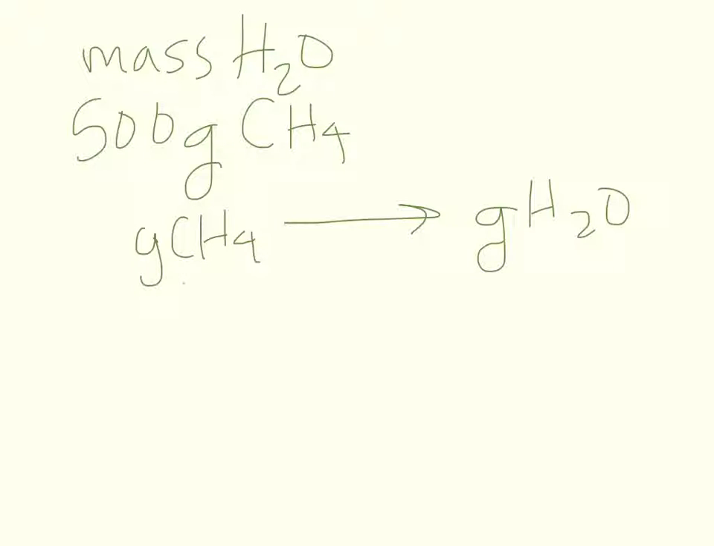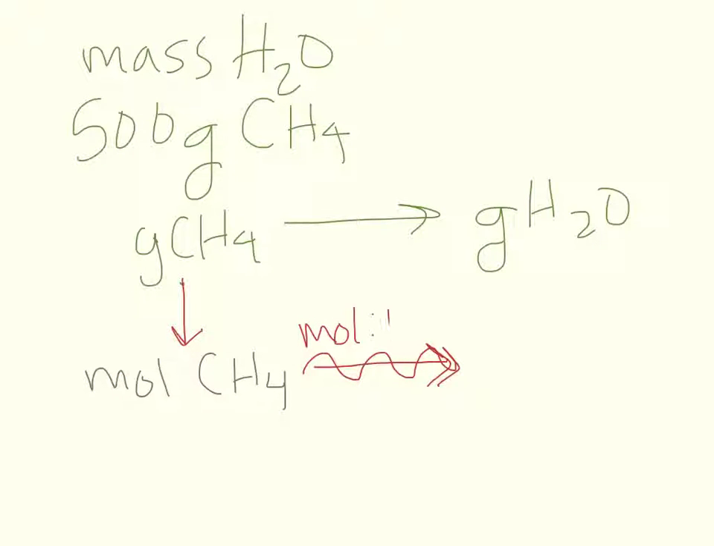I first need to go from my mass, which is at the top of one page, down to get to moles of my methane. I then need to go across. I'm going across my mole-to-mole causeway, or bridge, over to my moles of water, and then I can finally go from moles of water to grams of water.